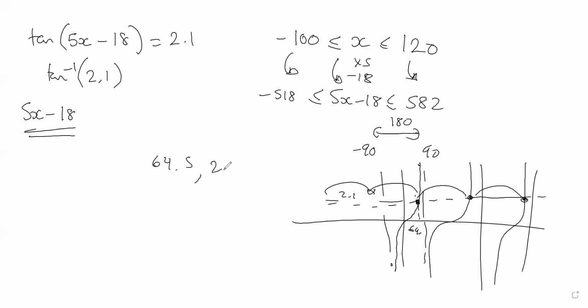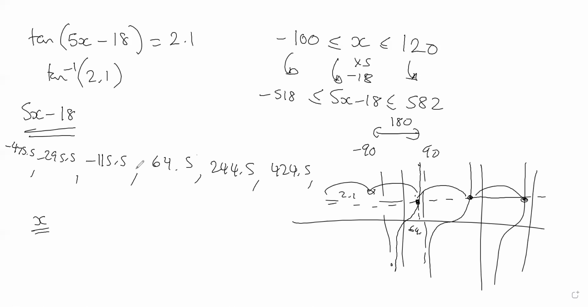Okay, so we've got 244.5, add 180, 424.5, that's probably going to be it. I just might add, yeah, go to 600, that's enough. So let's go 64.5 minus 180, minus 115.5, take away 180, minus 295.5, take away 180, running out of space now. And there you go, if I add 180, that's too much. So there's 6 answers.